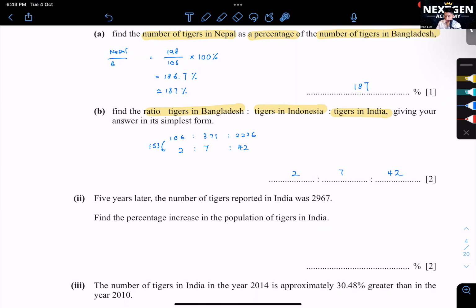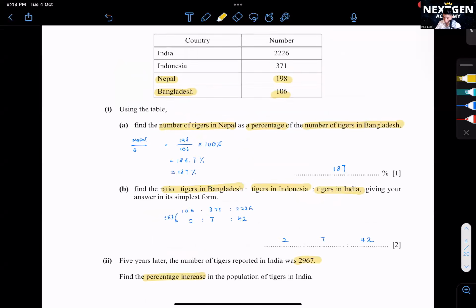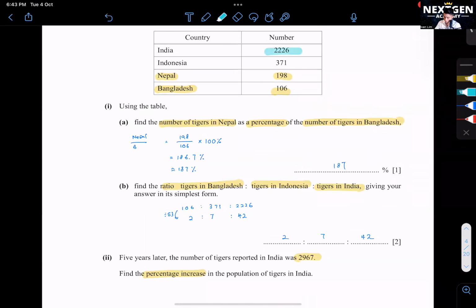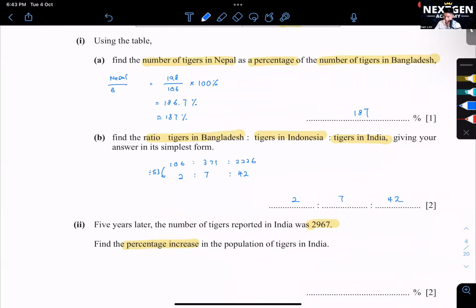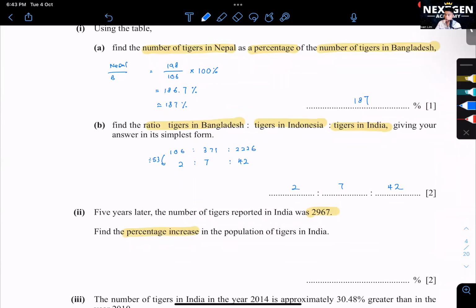Okay, question 2. 5 years later, the number of tigers reported in India was 2967. Find the percentage increase in the population of tigers in India. So India originally got 2226, and now it becomes 2967. So the formula is you take the increase in population over the original. Always remember it's over the original. So 2967 minus 2226 over 2226.